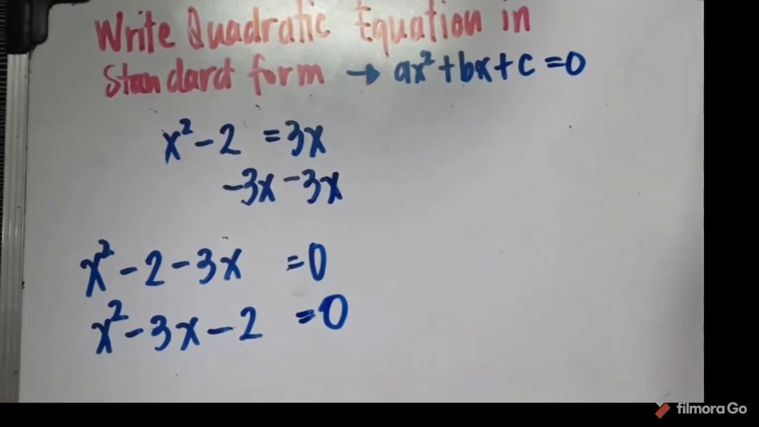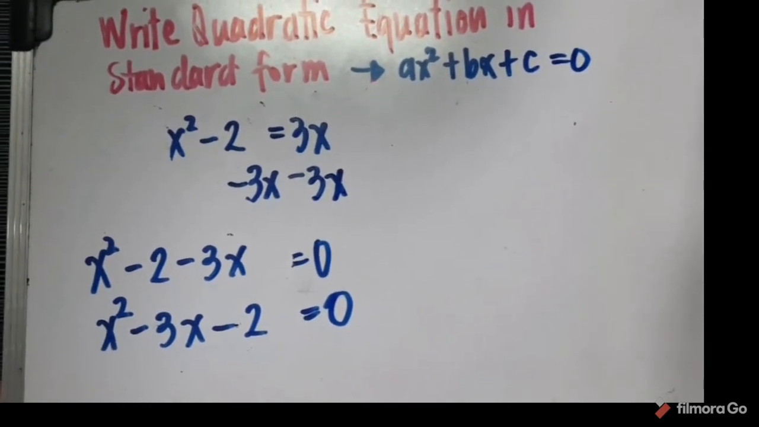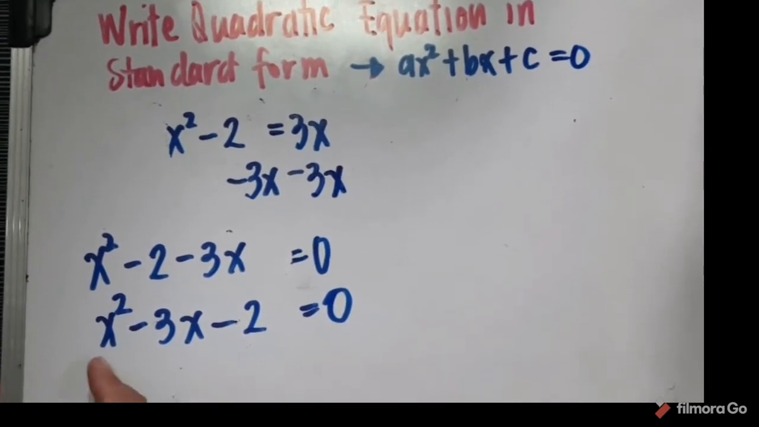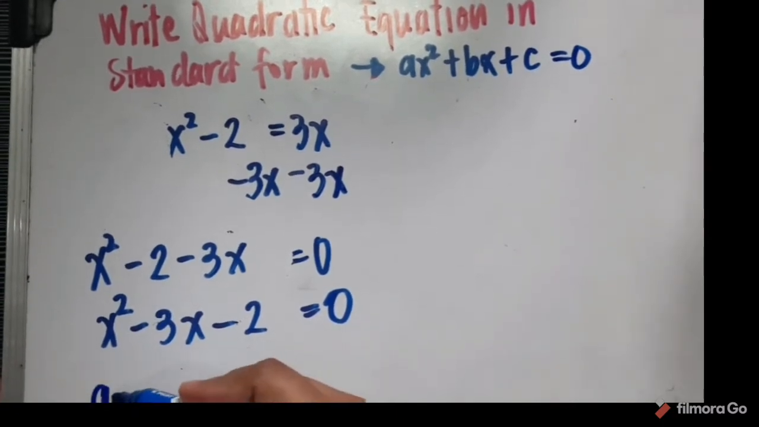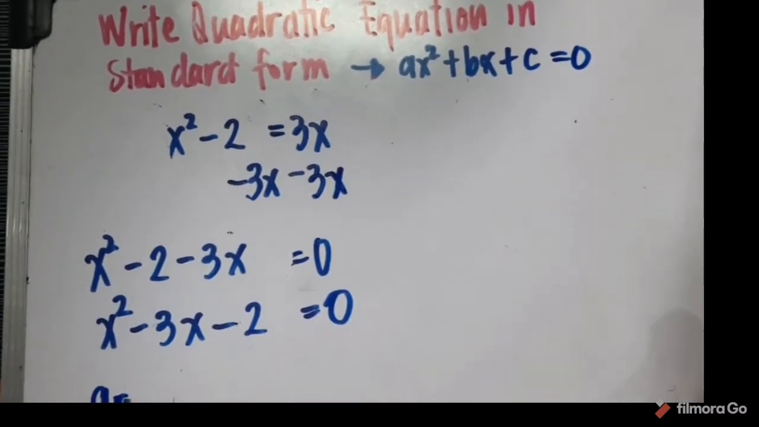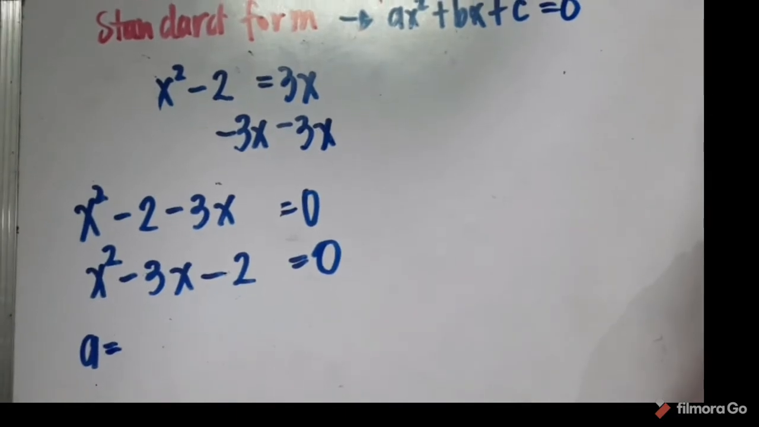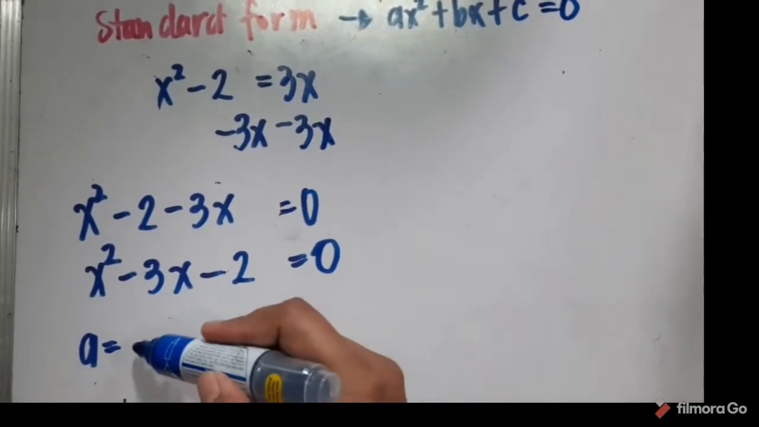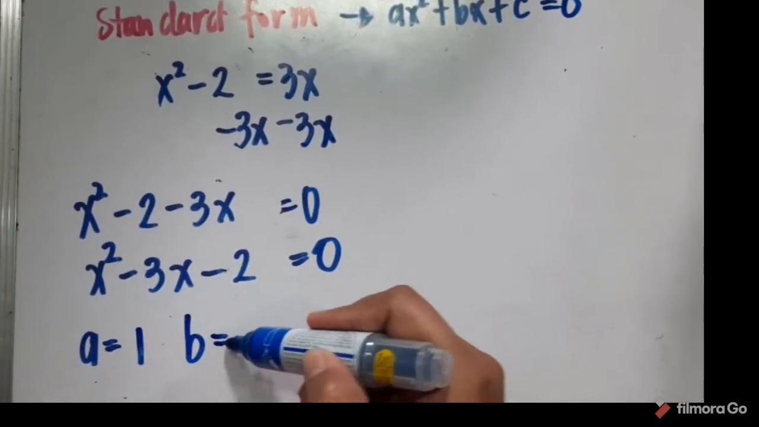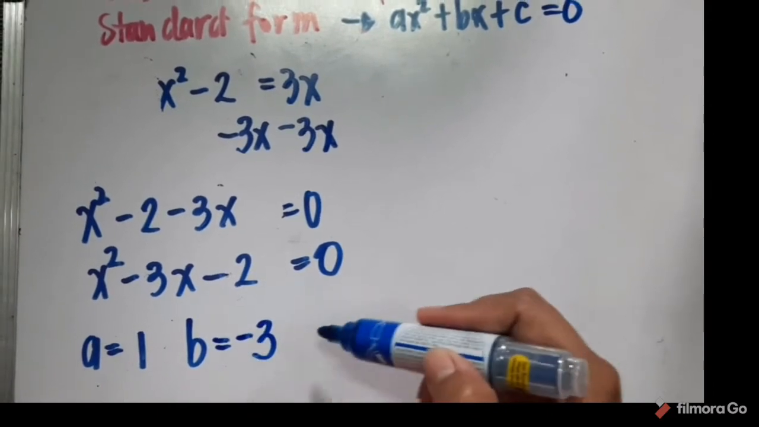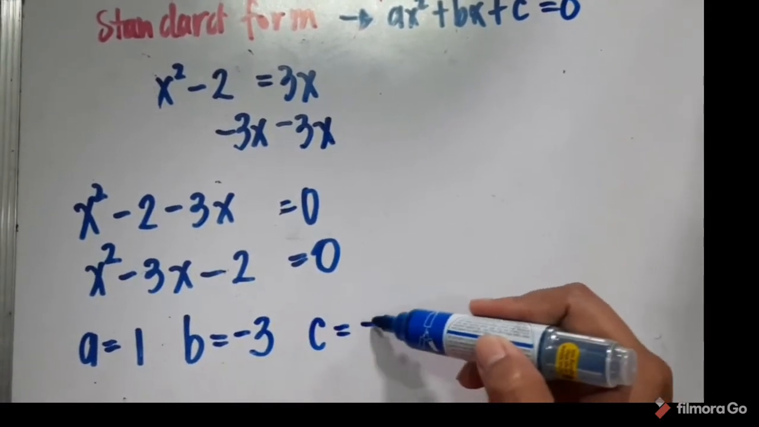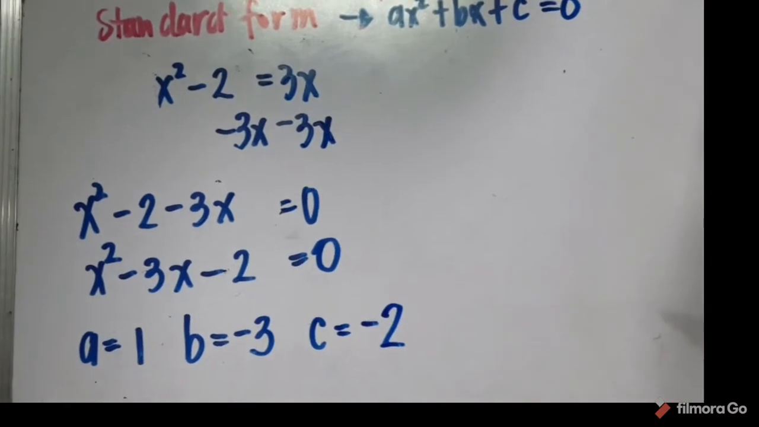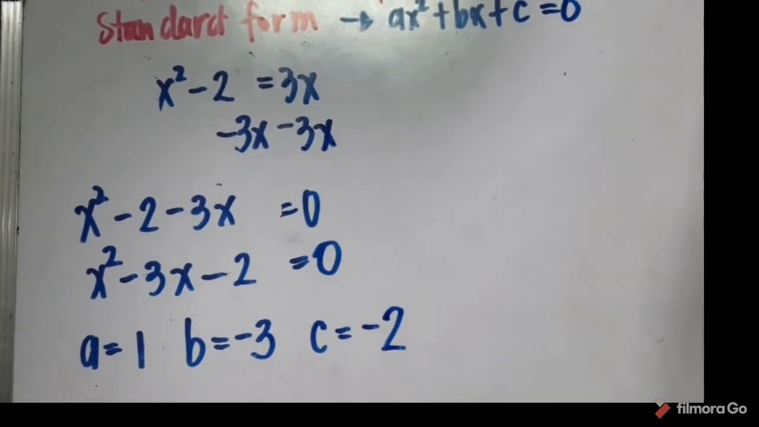After that, we can now identify the values of A, B, and C. In this case, our A is equal to positive 1, B is equal to negative 3, and C is equal to negative 2. Okay, that's it.